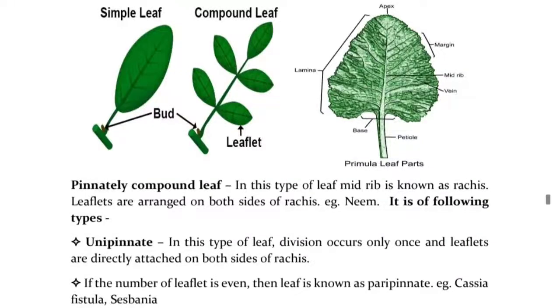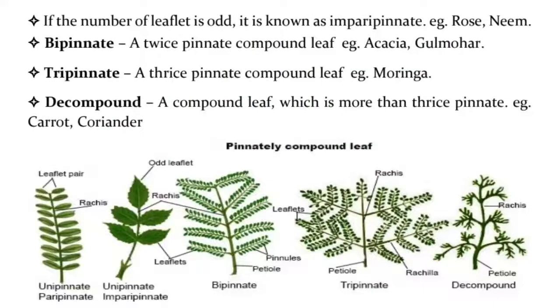Pinnately compound leaf. In this type of leaf, the midrib is known as rachis. Leaflets are arranged on both sides of the rachis, e.g. neem. It is of the following types. Unipinnate. In this type of leaf, division occurs only once and leaflets are directly attached on both sides of the rachis. If the number of leaflets is even, then the leaf is known as paripinnate, e.g. Cassia fistula, Sesbania. If the number of leaflets is odd, it is known as imparipinnate, e.g.